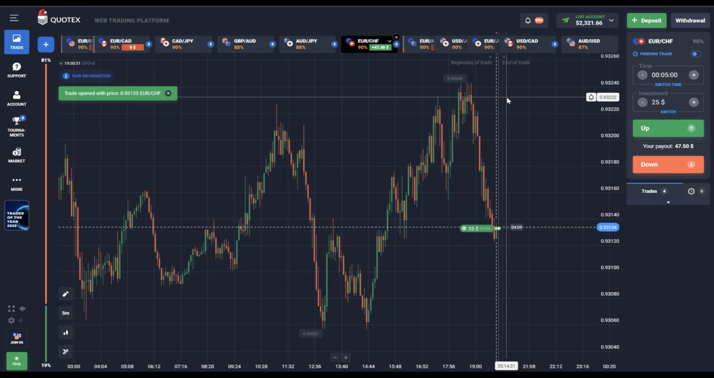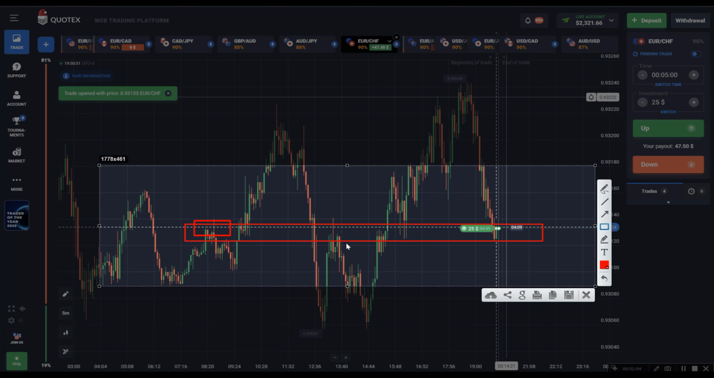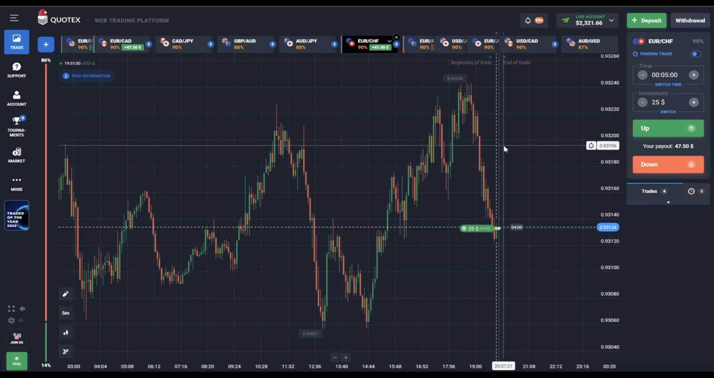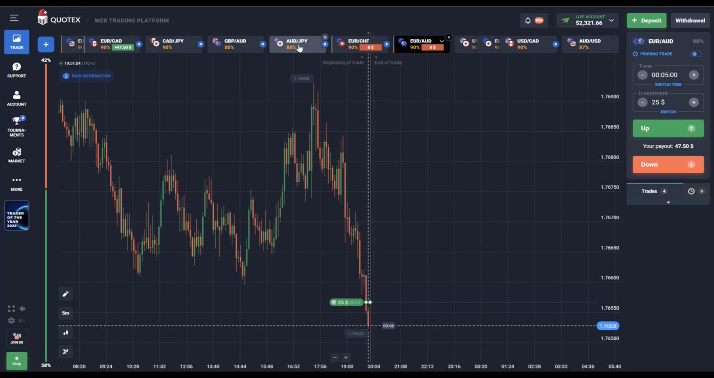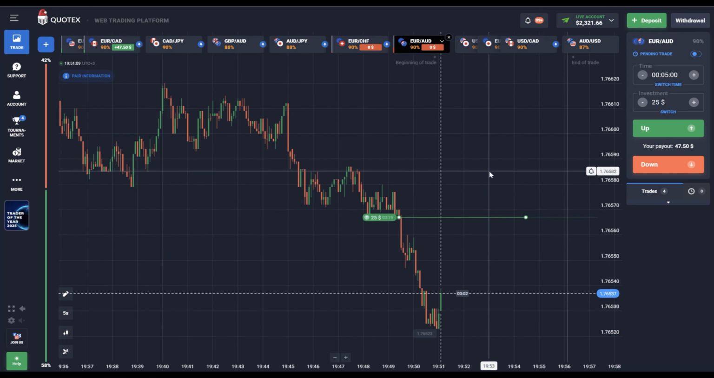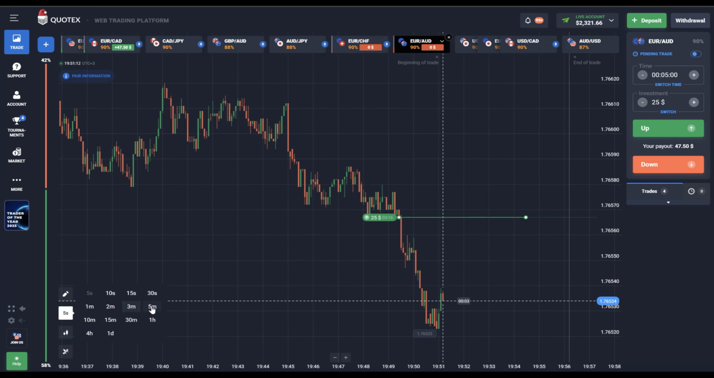Euro Swiss franc is also opening a bullish trade. Support zone and resistance zone. The price has dropped to this zone, so it's a reversal trade. I'm opening it. However, nothing is happening with the Euro Australian so far. The price is negative and quite significantly. There are still 3 minutes left, so maybe something will change.